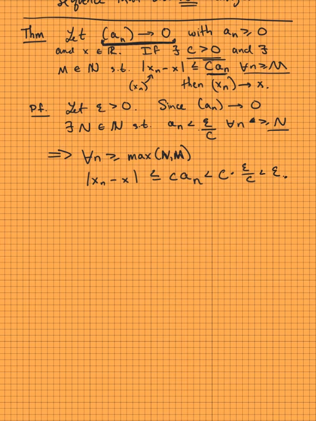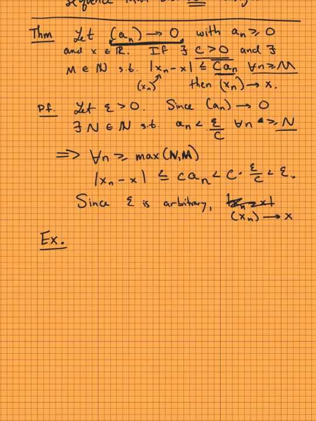Okay? And then again, since epsilon is arbitrary, this means that the sequence xn converges to x. Okay, so let me do an example which will really kind of come from homework 4.